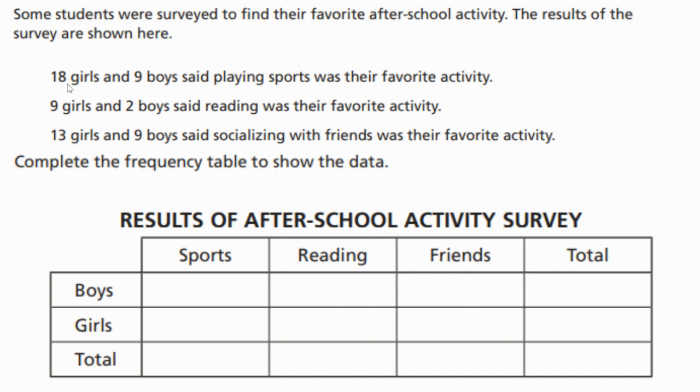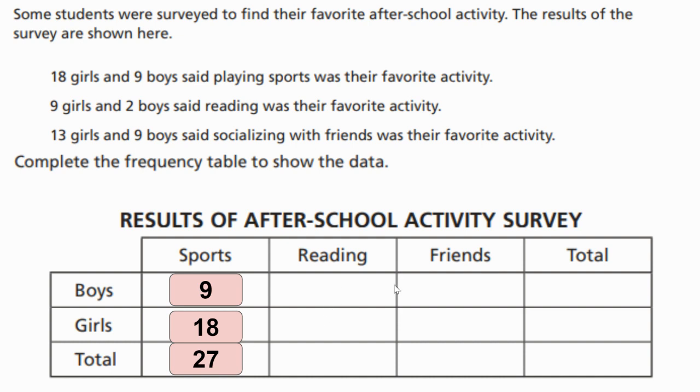after-school activities. So it said 18 girls thought playing sports was their favorite. So in the girls section, we'll put 18, and it said 9 boys, we'll put 9. So you see how we put 9 and 18? And then this total column down here, we would add how many students responded as liking sports in the total column. So that would be 27. 9 plus 18 is 27.